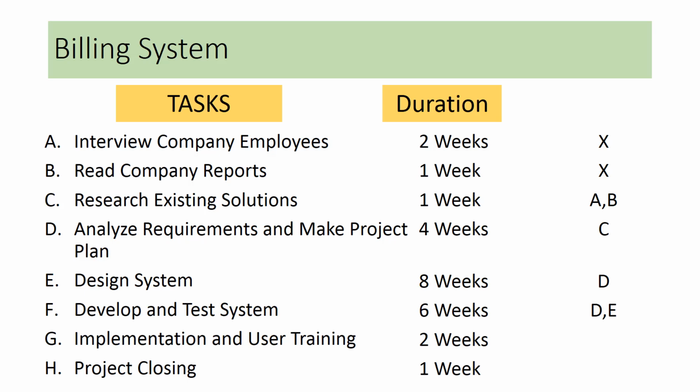To implement the system, we need to have it developed and tested, so task G is dependent on task F, and to close the project, we have to make sure that the project is implemented and the user trainings are completed. Hence, task H is dependent on task G. This is the example of task dependency.